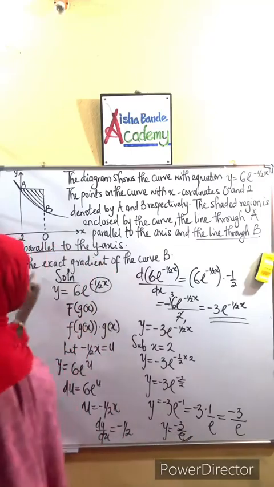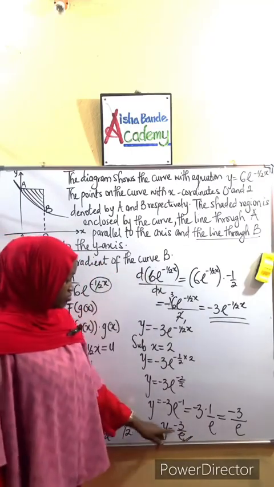So the exact gradient of the curve at B is minus 3 over e.